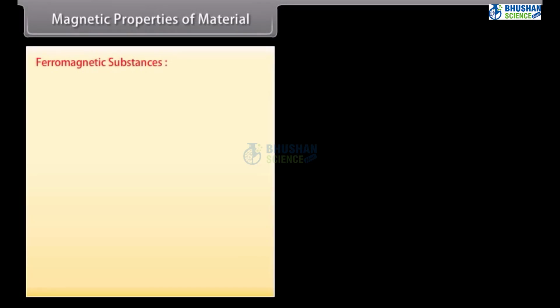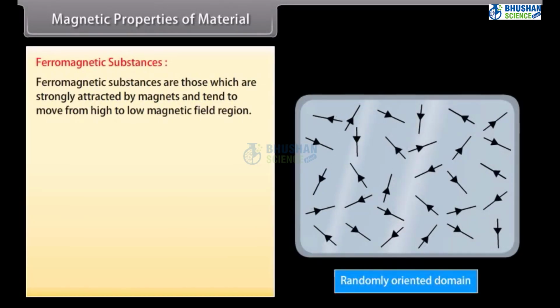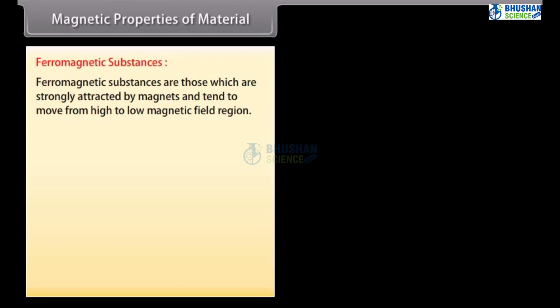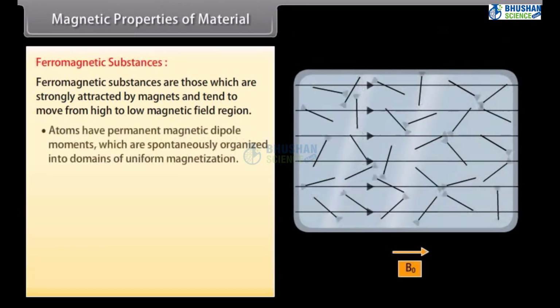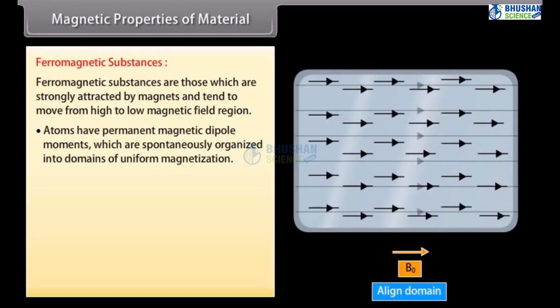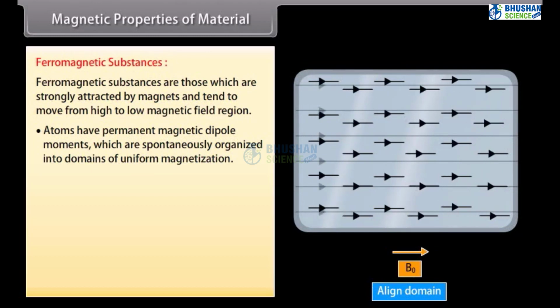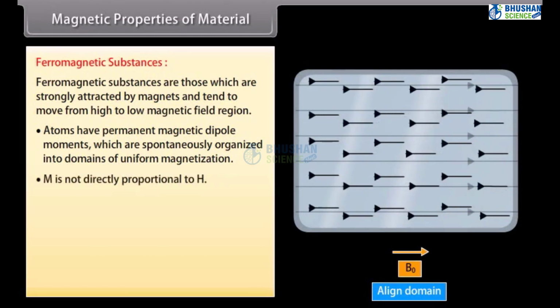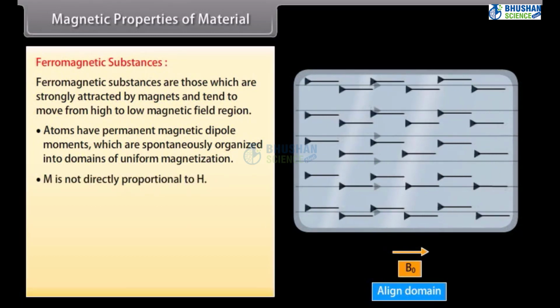Ferromagnetic substances. Ferromagnetic substances are those which are strongly attracted by magnets and tend to move from high to low magnetic field region. Atoms have permanent magnetic dipole moments which are spontaneously organized into domains of uniform magnetization. M is not directly proportional to H.